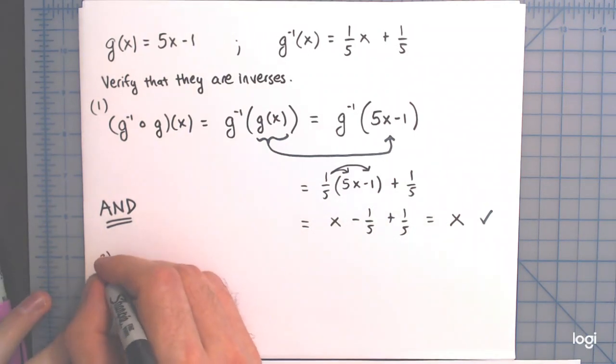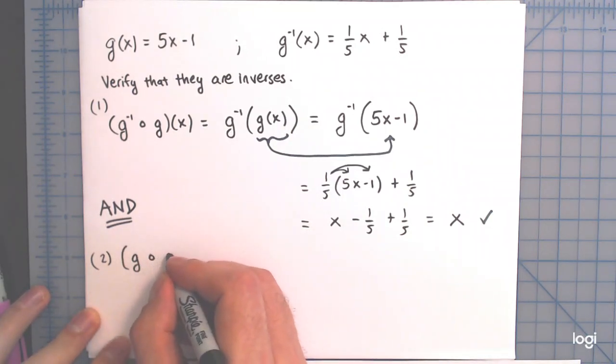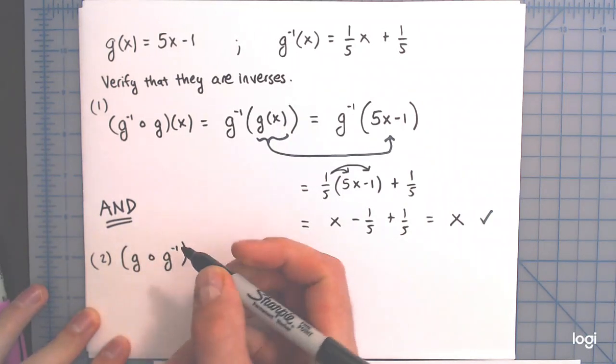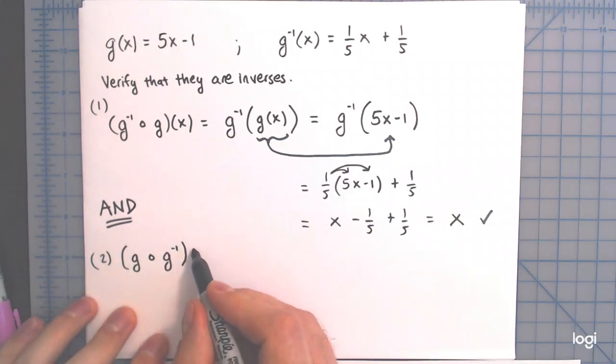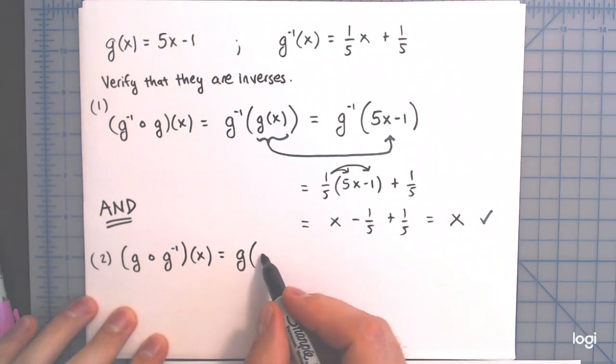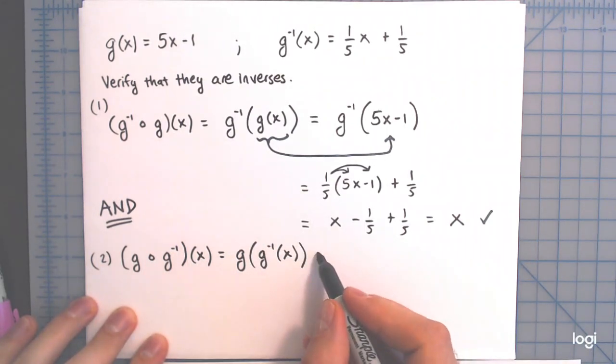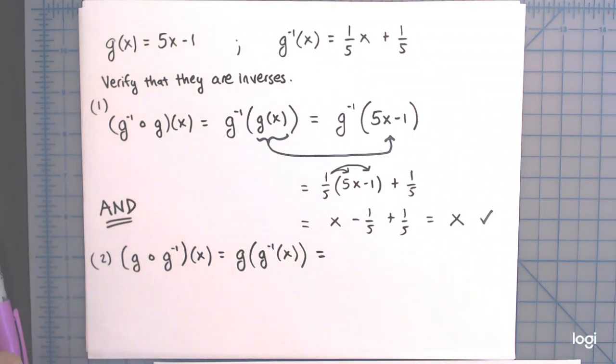But let's see if it works in the other direction as well. So I take g composed with what I think is g inverse. We'll see. And again, another way to write this would be g of what I think is g inverse of x. All right, so same deal here.